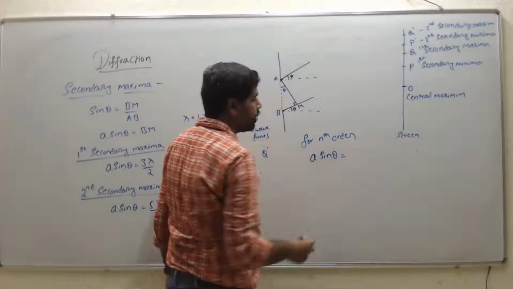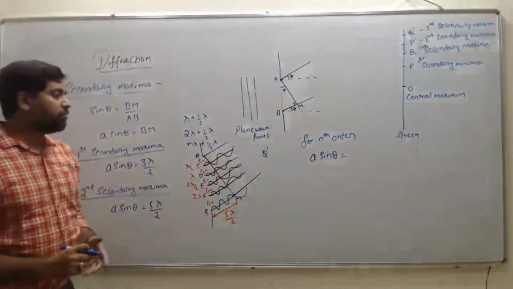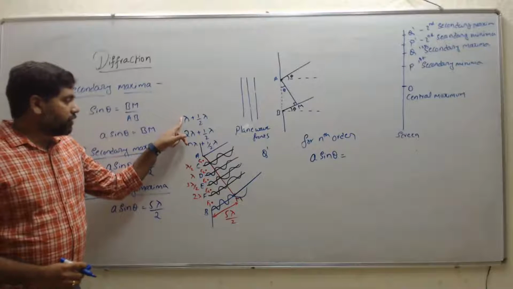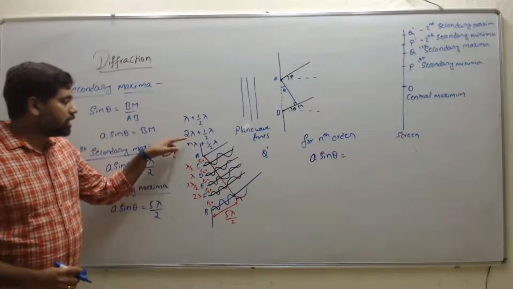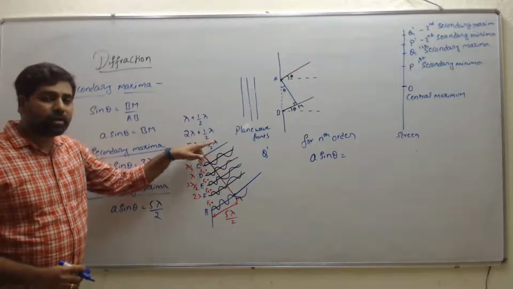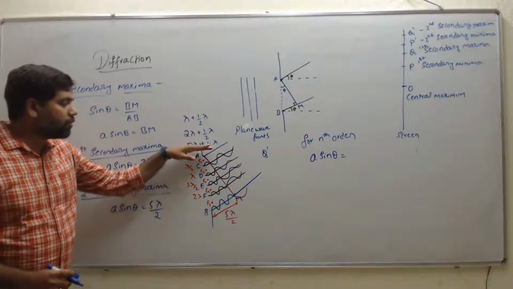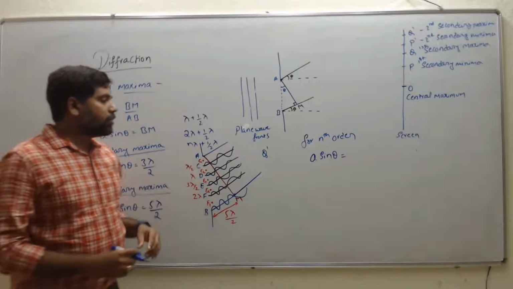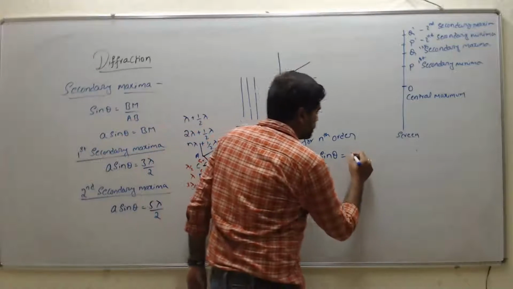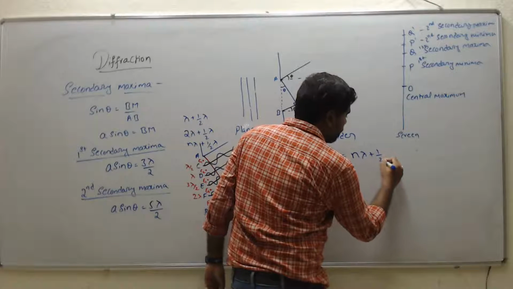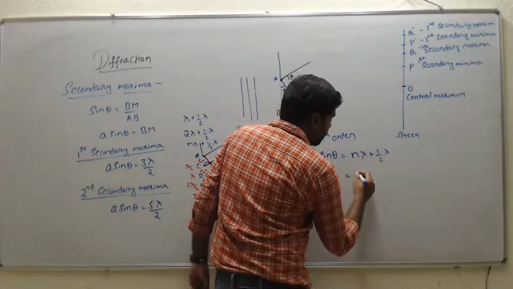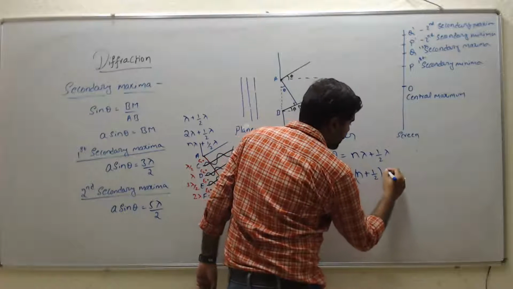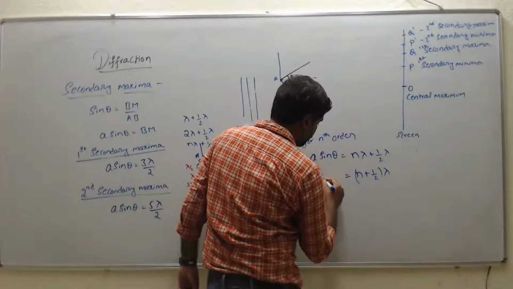If we write for the nth order, either it may be 7th order, 8th order, then if you observe, here it is 1, next here it is 2, for third order it becomes 3 lambda plus 1 by 2 lambda, for fourth order it becomes 4 lambda plus 1 by 2 lambda. Similarly, we can directly write n lambda plus 1 by 2 lambda. Taking lambda as common, we can write n plus 1 by 2 into lambda.